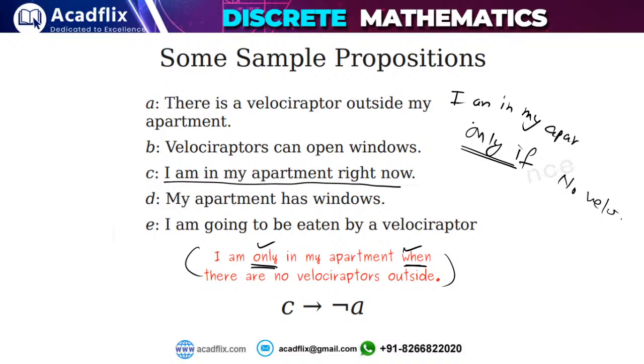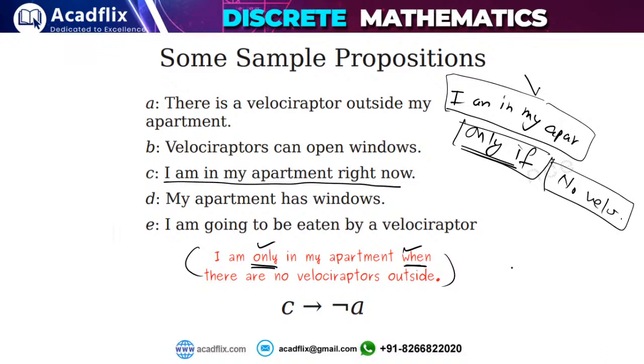Anyway, now you know this is a statement. In the middle you have only if, then there is a statement. So this only if will go in the forward direction. Before this only if you have I am in my apartment, that is C. After this only if you have this statement, no velociraptor outside my apartment, so that is nothing but negation of A. So this is how you will convert.